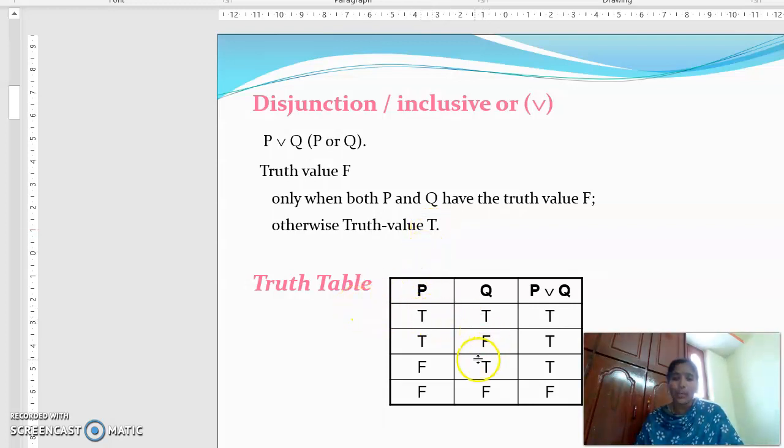So see here the truth table. For P and Q, the truth value, here also we are having the two statements. We are getting the four possibilities. So the truth value of P or Q is, even if one out of P or Q is true, P or Q is true. See here, only when both P and Q have the truth value F, P or Q is F, and in the remaining three cases the P or Q truth value is true. So that is the disjunction.